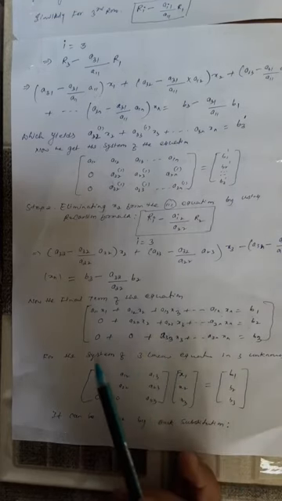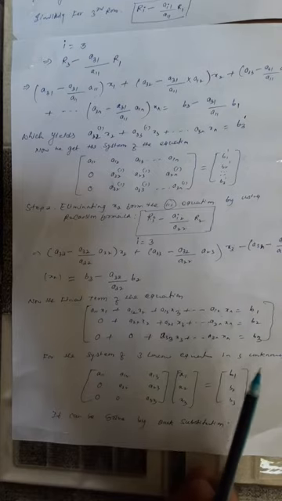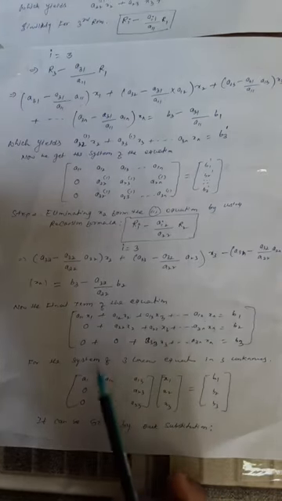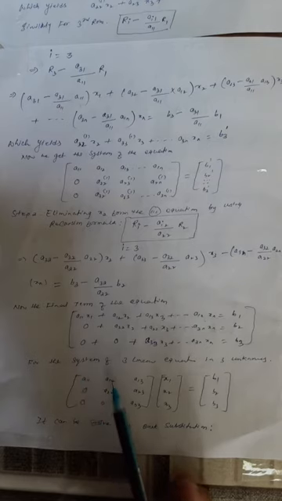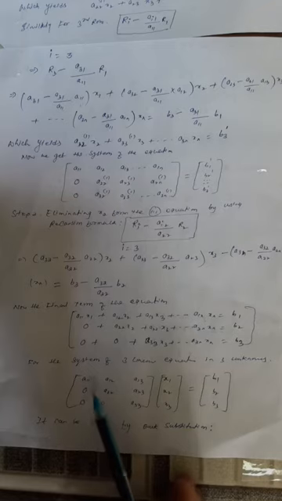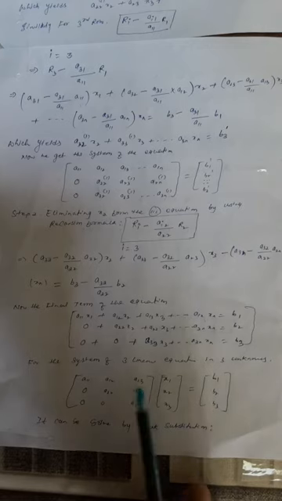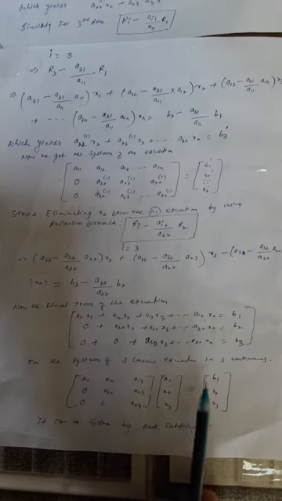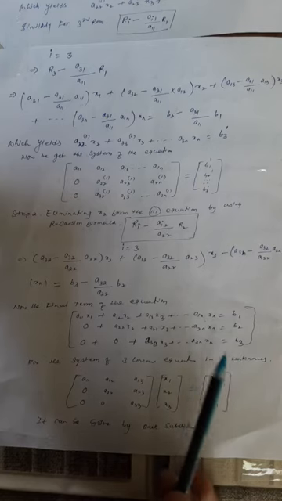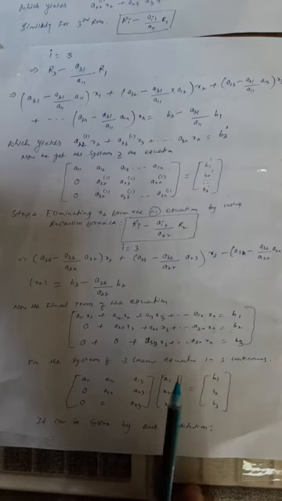So for a system of 3 equations in 3 unknowns, we get this type of reduced upper triangular form: A11 A12 A13, 0 A22 A23, 0 0 A33. So this is an upper triangular matrix. By back substitution, we can find the value of x3, which is equal to b3 by a33. Again, we can use that x3 in the second equation, and then we can use x3 and x2 to find x1 from the first equation. So this is the method. This is also known as the Gaussian scheme of elimination.